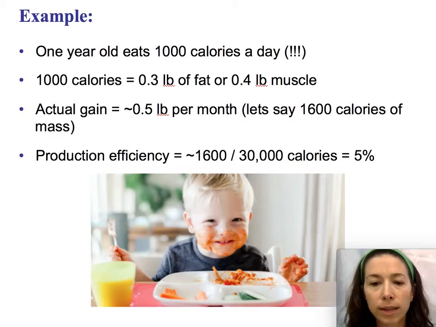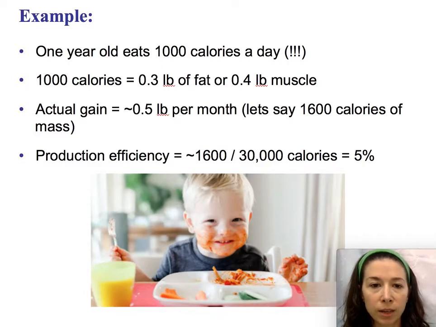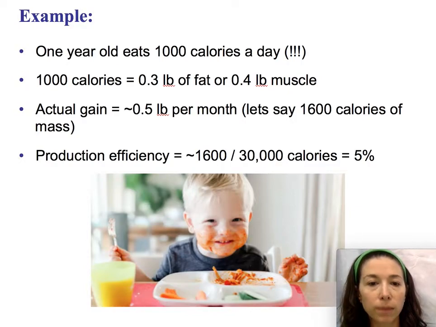But toddlers actually gain, even though they're eating what's in mass equivalent to 1/3 of a pound of fat a day, they're only gaining 1/2 pound a month. So they're eating a lot, right, relative to their body size. They're growing quickly, but they're not growing as quickly as the amount of energy they consume would indicate. So let's try to calculate the production efficiency of a toddler.